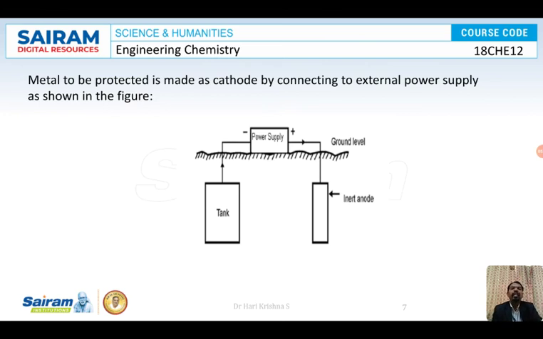You can see that the metal to be protected is made the cathode, and an inert anode is used, connected to the external power supply above ground level. Such things can be seen in petrol pumps, where petrol and diesel are filled into your fuel tanks, but the entire oil tank is underground. To protect it, you connect the negative terminal to the oil barrel, making it the cathode, with an inert anode, and supply power. Since the entire barrel acts as cathode, it is protected from corrosion.